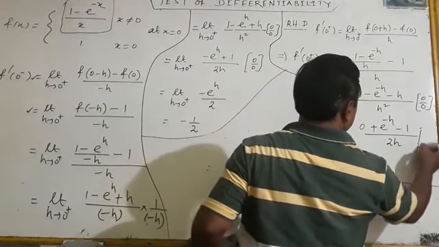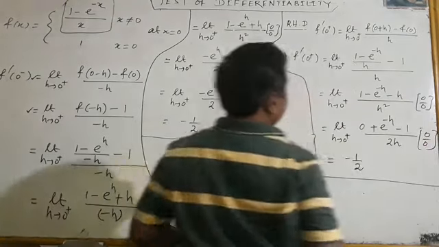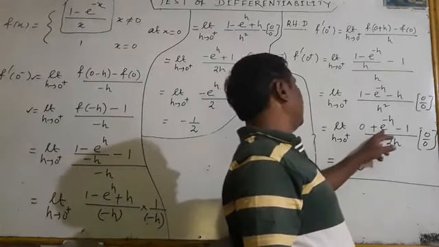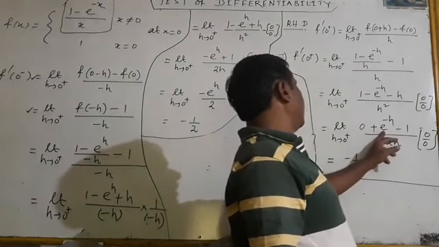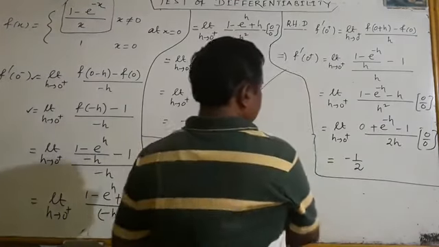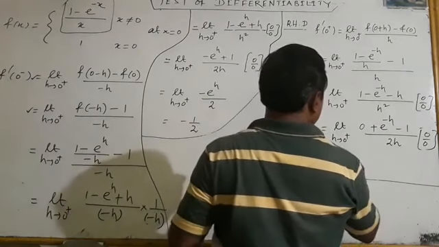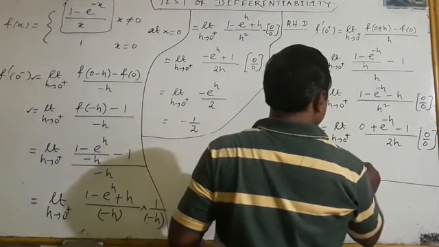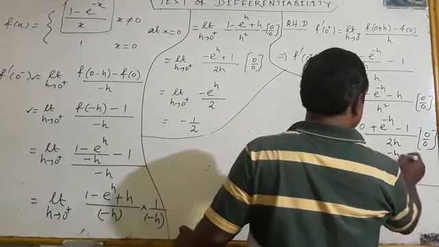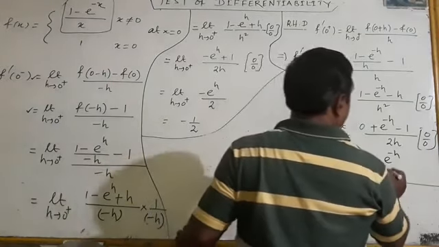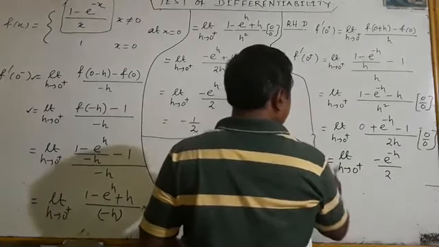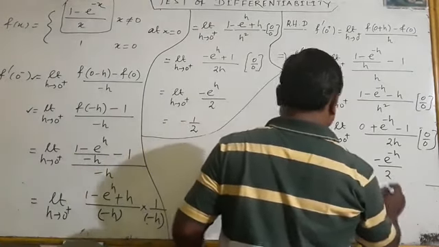Again when you put 0, it becomes 0 by 0. So it becomes limit h tends to 0 plus of e to the power minus h. Its derivative is minus e to the power minus h. The derivative of 1 is 0, all by 2. And when you put h equal to 0, it becomes minus 1 by 2.